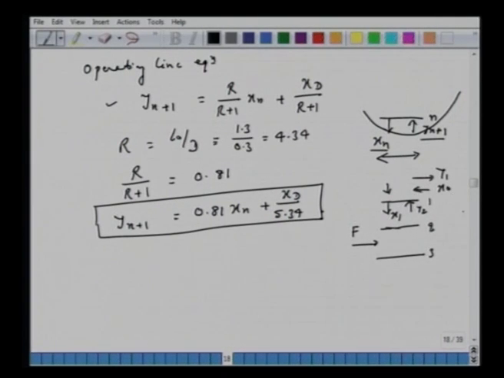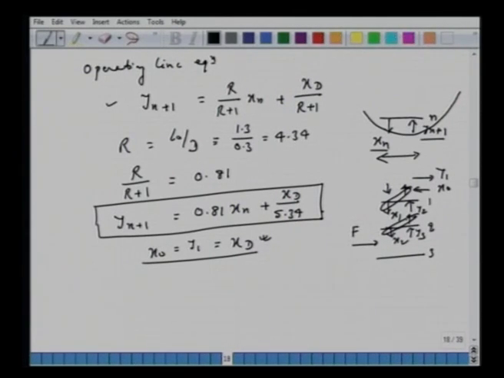Since it is a total condenser, we can write x0, which goes to the column as reflux, is the same as y1 and the same as your top product xt, but we do not know this xt. But we can write down the equations. Now we can connect y2 and x1, and we can connect y3 and x2. The two streams are in equilibrium.